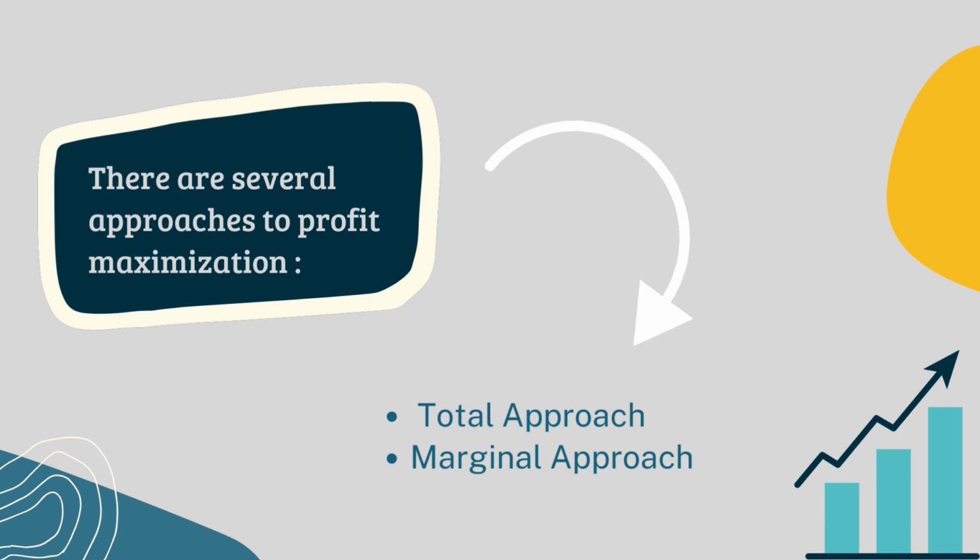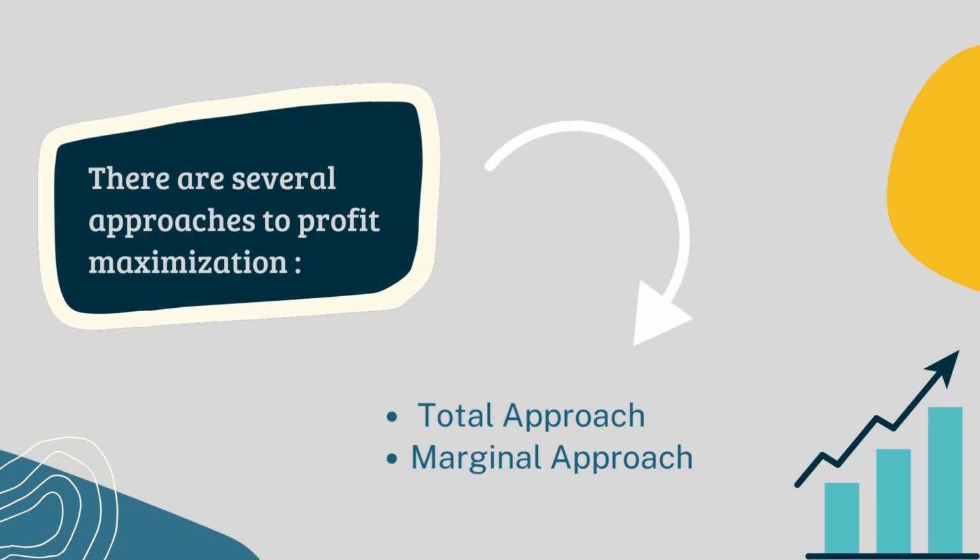A profit maximizing firm will produce more output when marginal revenue is more than the marginal cost, and less output when marginal revenue is less than the marginal cost. If MR equals MC, however, the firm has no incentive to produce either more or less output. The firm's profits are maximized at the level of output at which MR equals MC.